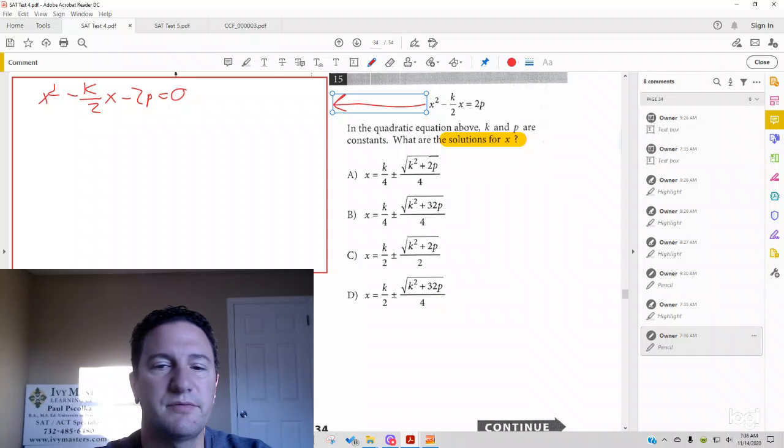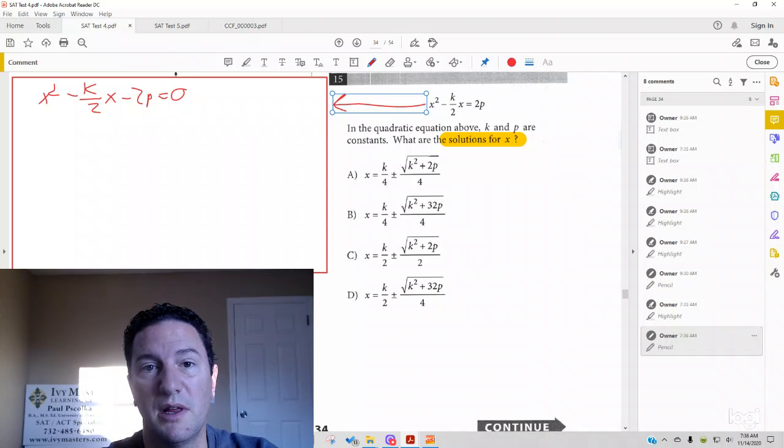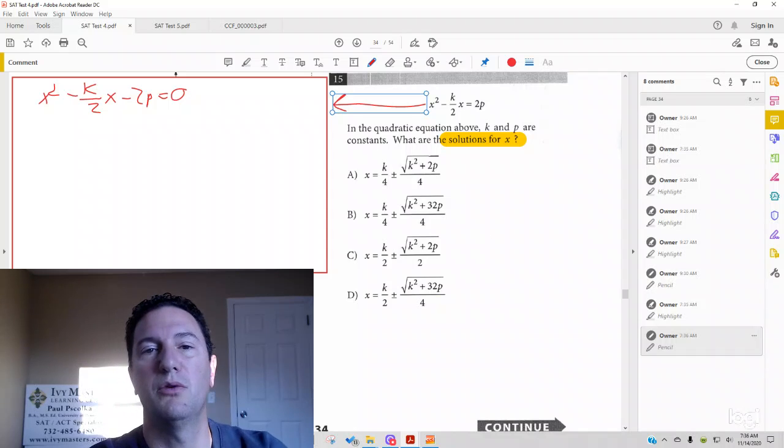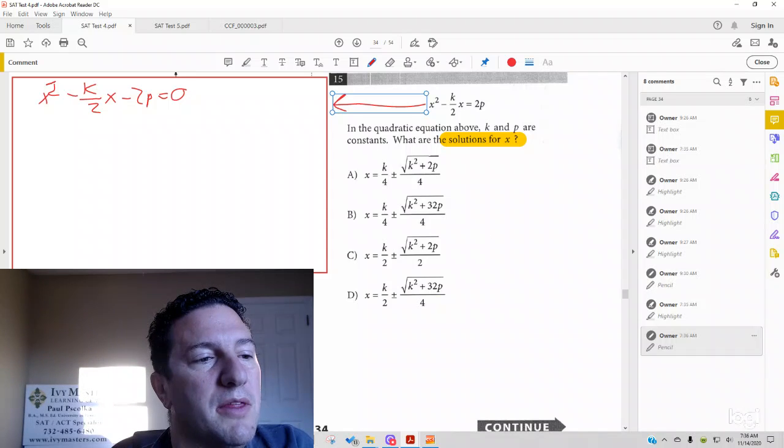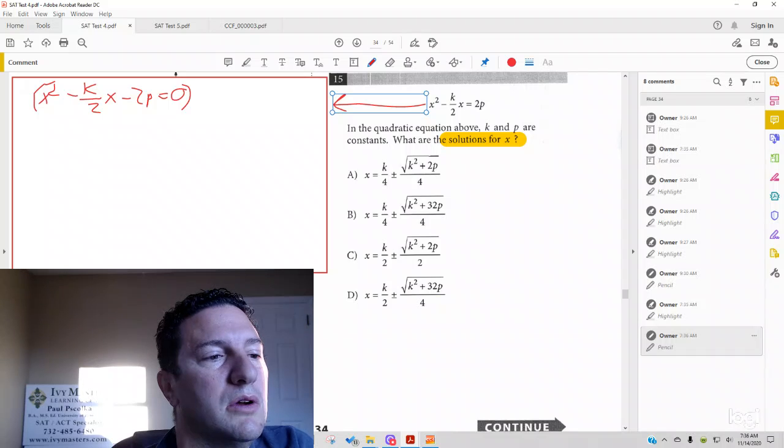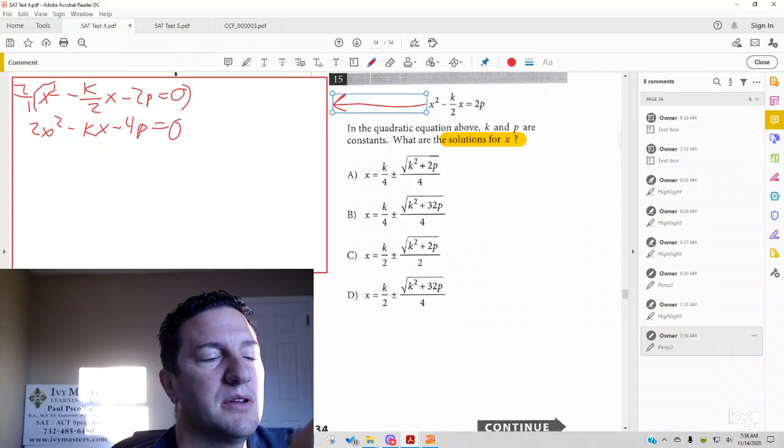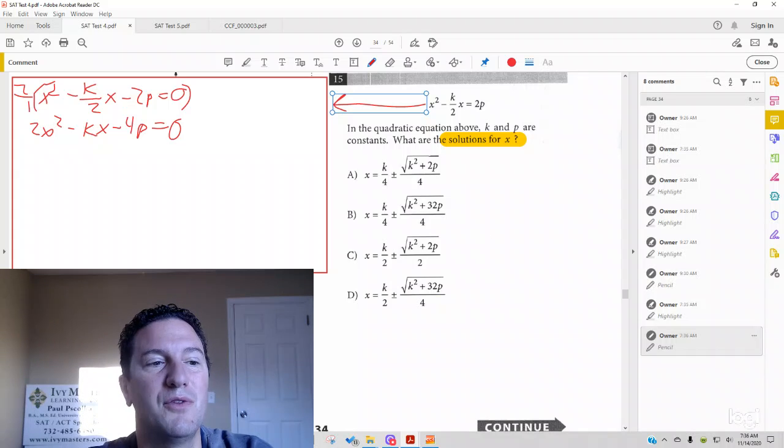Then you ask yourself, would I like to work with whole numbers or would I like to work with fractions? Of course you'd like to work with whole numbers. So what do you do? You multiply this whole equation by 2, which is the same as 2 over 1. And when you do so, you get 2x squared minus kx minus 4p equals 0. You have to make sure you distribute that 2 across every single monomial. It cancels the denominator in the second term, and you multiply the other terms by 2.